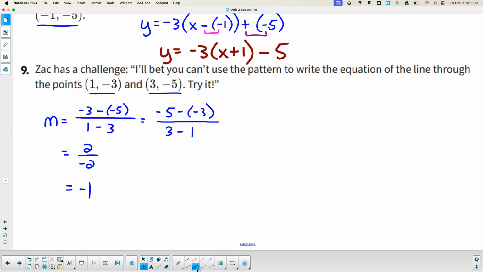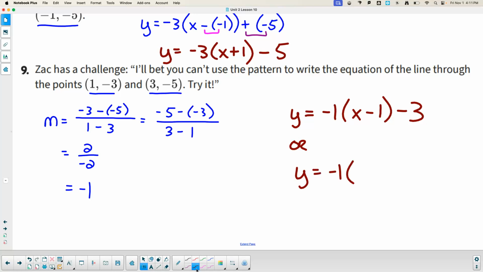So my y equals equation, if I use the left point first, is going to be -1 times x minus 1, then minus 3. Or if I use the right point, y equals -1 times x minus 3, then minus 5. Should have been what you got there.